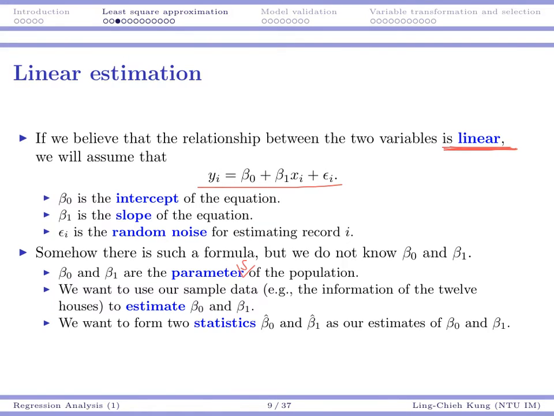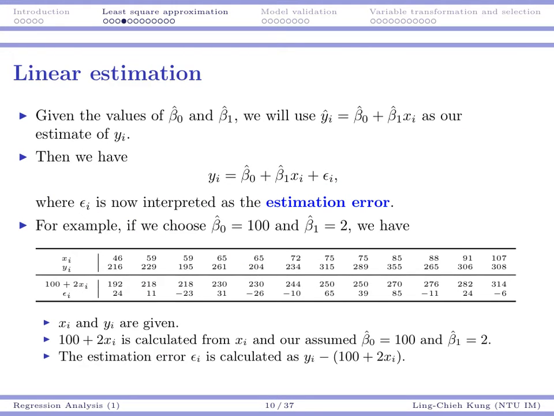And that's our question. Okay, so we know that if we have beta hat 0 and beta hat 1, we will use this formula to be our estimate of yi. We're going to plug in the size into this formula to get our estimation for the price. Okay, and then y hat i is called our estimate of yi. So that means we can now interpret epsilon i as another thing. It's our estimation error.